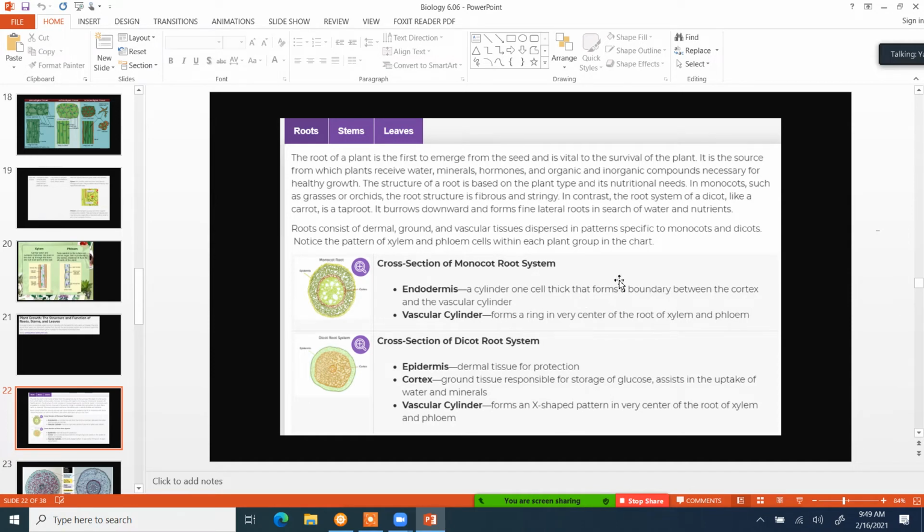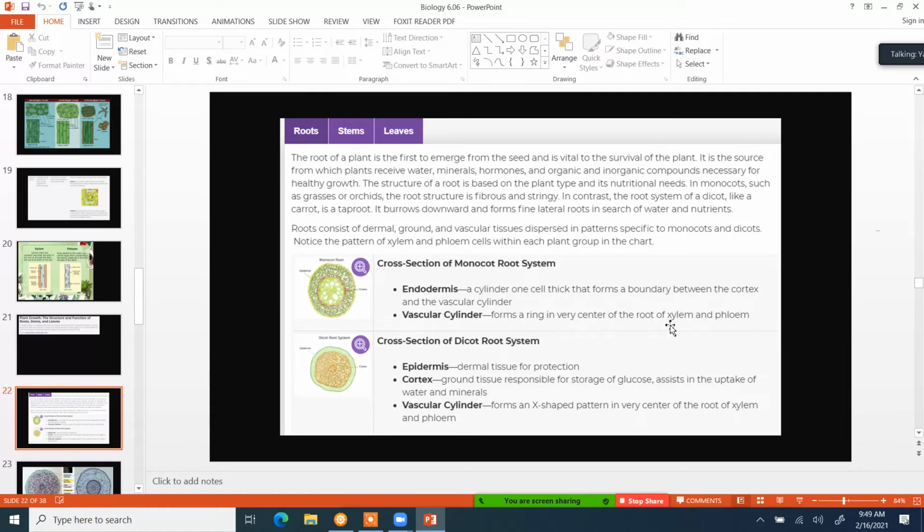In a monocot, the root system is basically going to be all stringy, and there's not going to be one main root that goes through the plant. It all just spreads out all over the place. Now in a dicot, the difference is that you're going to have one main root and then a lot of small roots coming off of it.